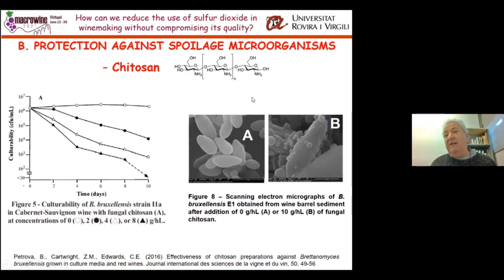And that is what happens in the scanning electron microscope. We can see the healthy Brettanomyces, and what happens in the external aspect when we add this Chitosan. You can see that really the cells are affected. And that is the reason why Chitosan can be useful to prevent the development of Brettanomyces species.